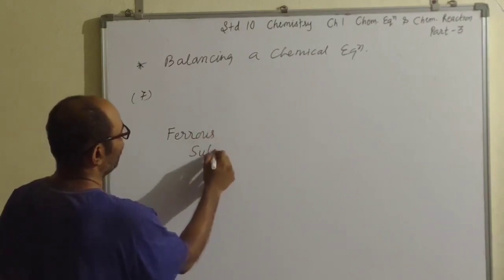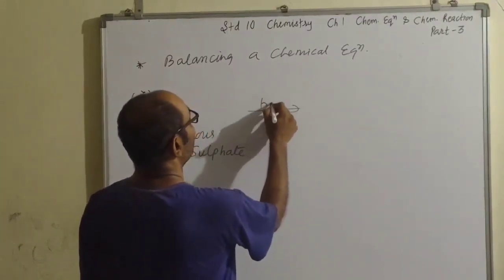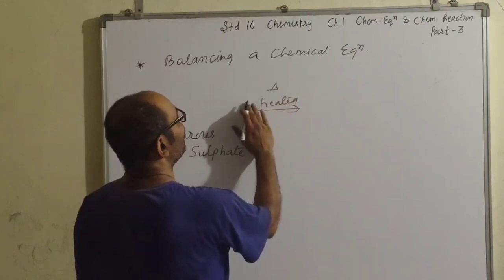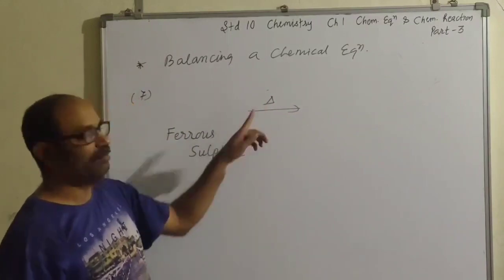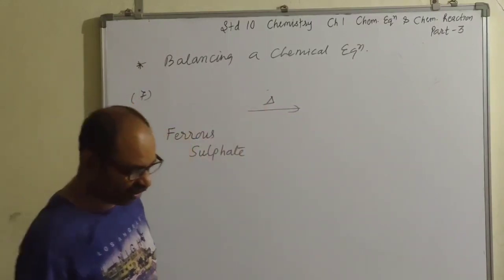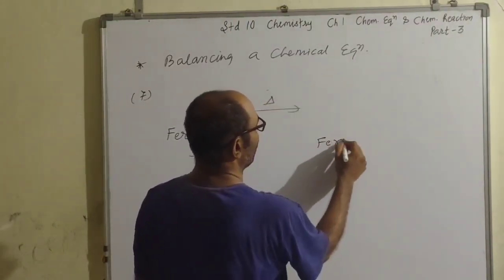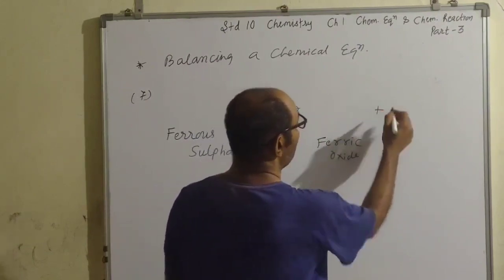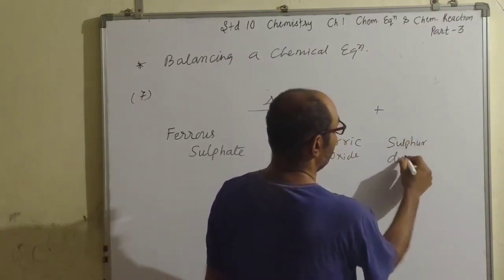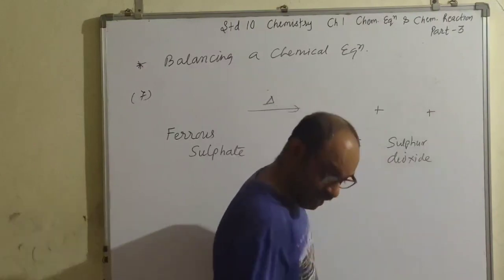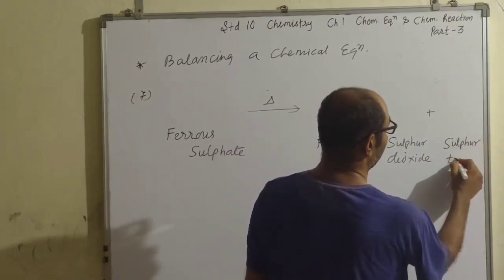Ferrous sulfate. When heated. Sometimes children, this 'heated' is not written, only the symbol you find. उसको delta कहते हैं chemistry में. That means this compound is heated. When ferrous sulfate is heated, you get ferric oxide, plus you get sulfur dioxide, plus you get sulfur trioxide. You get three products, very interesting.